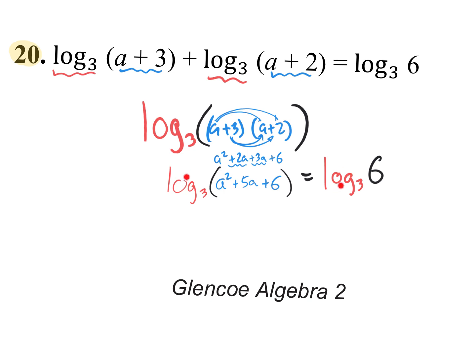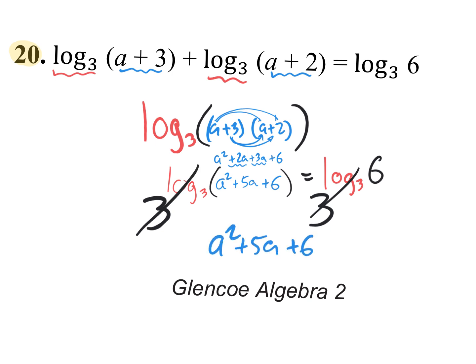We want to get rid of the log base 3 on both sides. You're going to raise both sides to become powers of base 3. They eliminate. What's left? A squared plus 5a plus 6 equals 6. You want to solve this thing, set it equal to 0, subtract 6, cancels out. What do we have? We have a squared plus 5a equals 0.